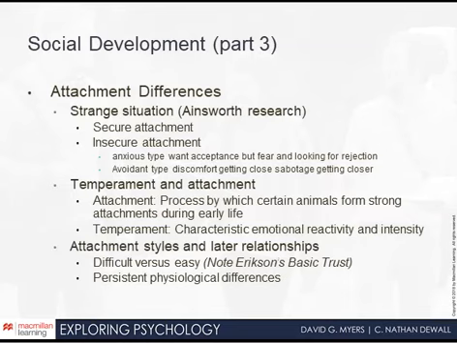We have secure attachment and insecure attachment. Insecure attachment can be broken down into two types: anxious type and avoidant type. With the anxious type of insecure attachment, you want acceptance but fear and look for rejection. And with the avoidant type of insecure attachment, there is discomfort getting close and sabotage of getting closer. Now, let's talk a little bit more detail about attachment.